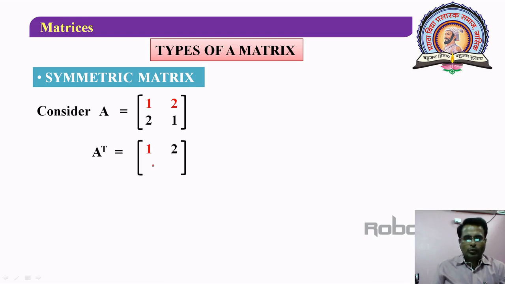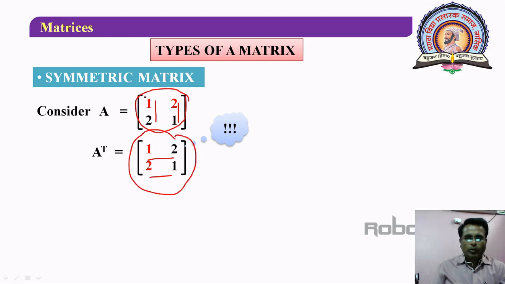Then its transpose is, you will observe that the first column comes as a first row and the second column 2, 1 comes as a second column. Now what we observe here, there is actually no change in this matrix and in this matrix. You will observe that 1, 2, 2, 1. Here also 1, 2, 2, 1.